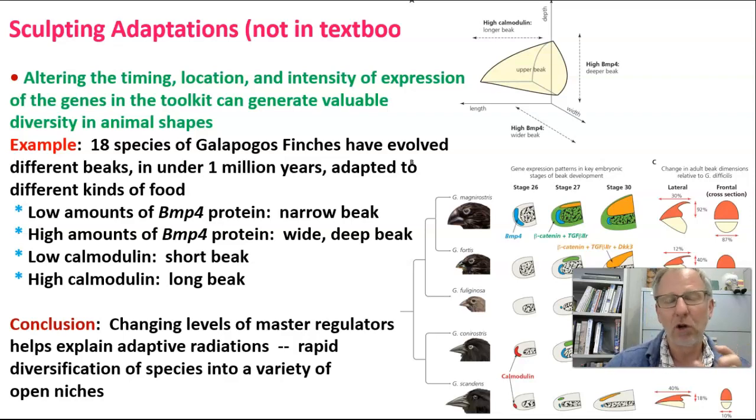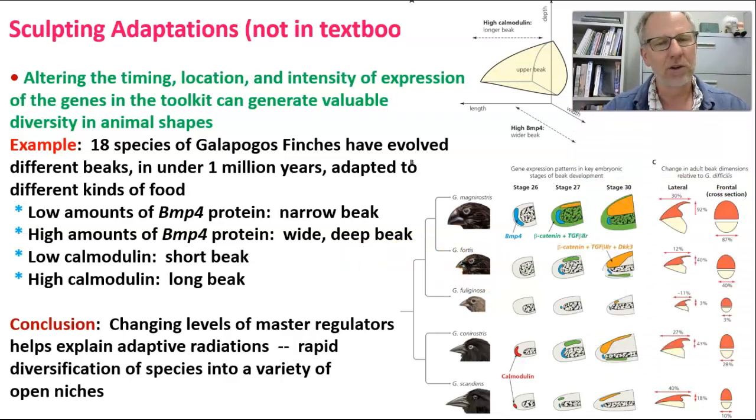Calmodulin. If you have low amounts of calmodulin, then you have a short beak. If you have high amounts of calmodulin, you get a long beak. So by changing the levels of these master regulators, how much protein is being produced from each of these, it helps, once again, to explain adaptive radiations, the rapid diversification of species, in a relatively short period of time, into a variety of open niches. So we can imagine that these tweaks of regulatory genes are responsible for all kinds of adaptive radiation.